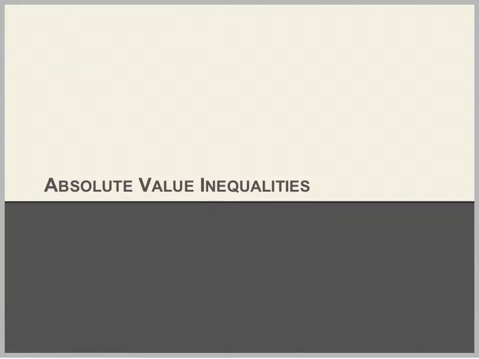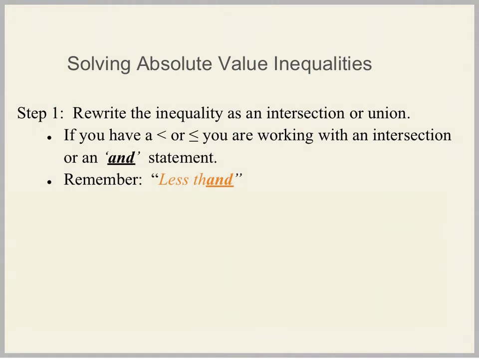We will be looking at absolute value inequalities, combining our understanding of absolute values and inequalities. In solving absolute value inequalities, we need to take into consideration a few things. The first is that we'll be rewriting that inequality either as an intersection or a union. So if we are working with an absolute value inequality that is less than or equal to, we're going to be looking at the intersection, or that "and" statement.